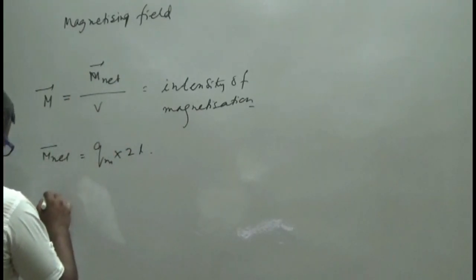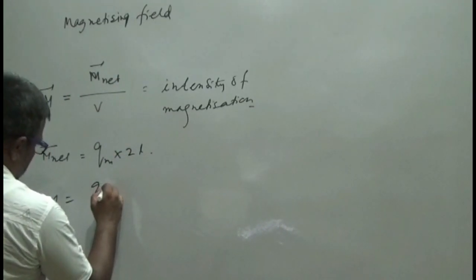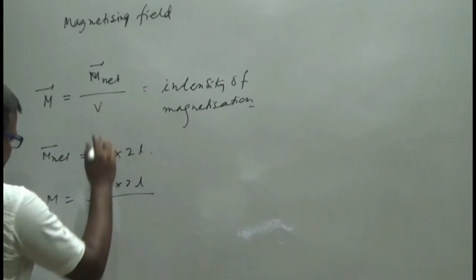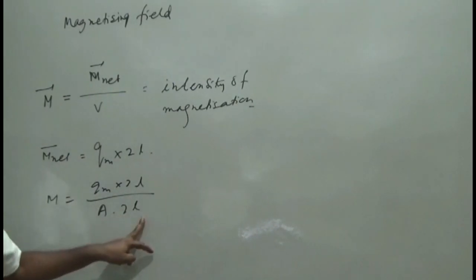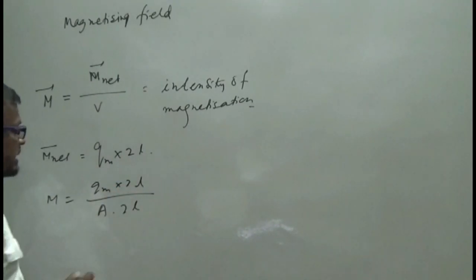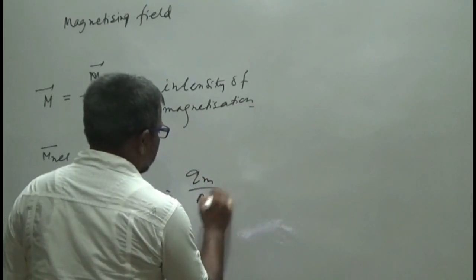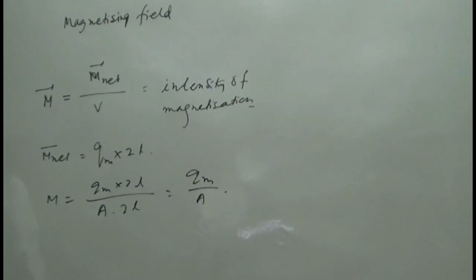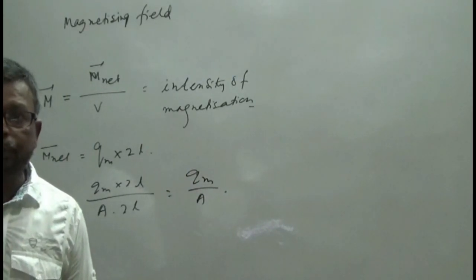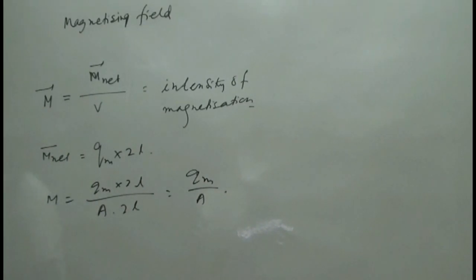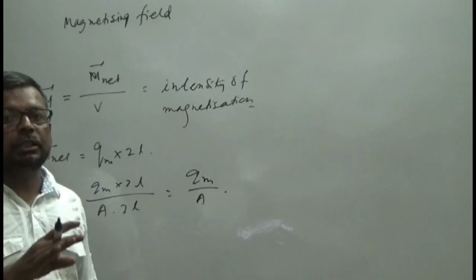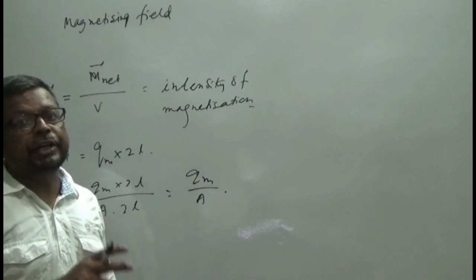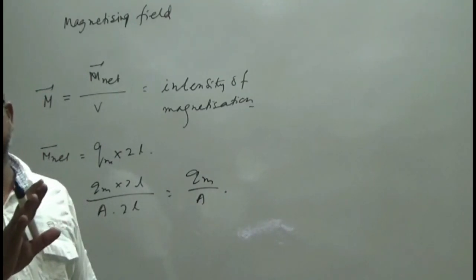Now if we write this here, then you can write qm into 2l divided by A into 2l, where A is the cross sectional area of the substance and 2l is the length of the substance. This 2l cancels out and you can write this as qm by A. That means intensity of magnetization is equal to the pole strength per unit area of cross section of the substance.